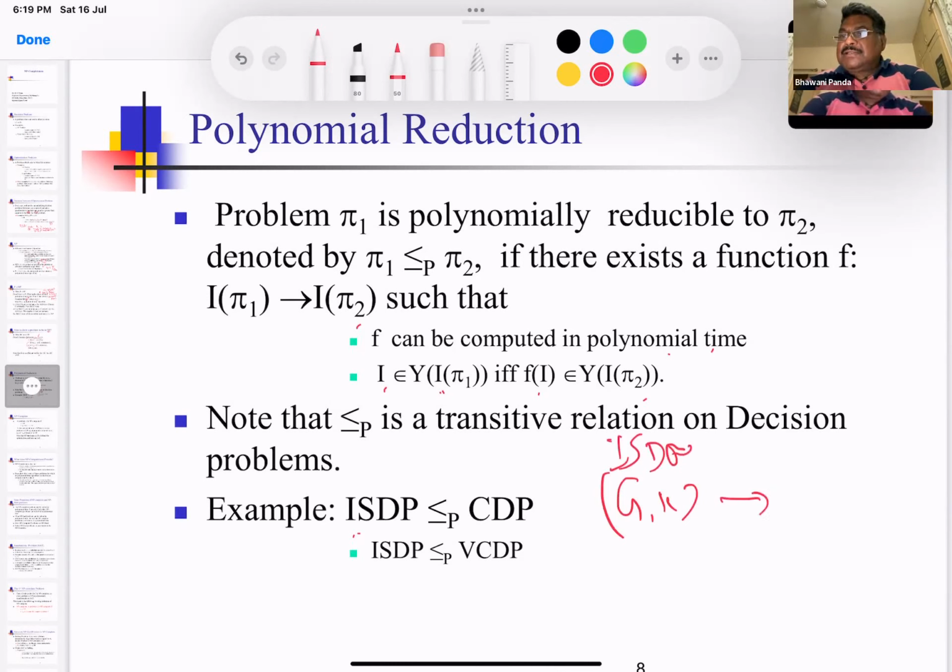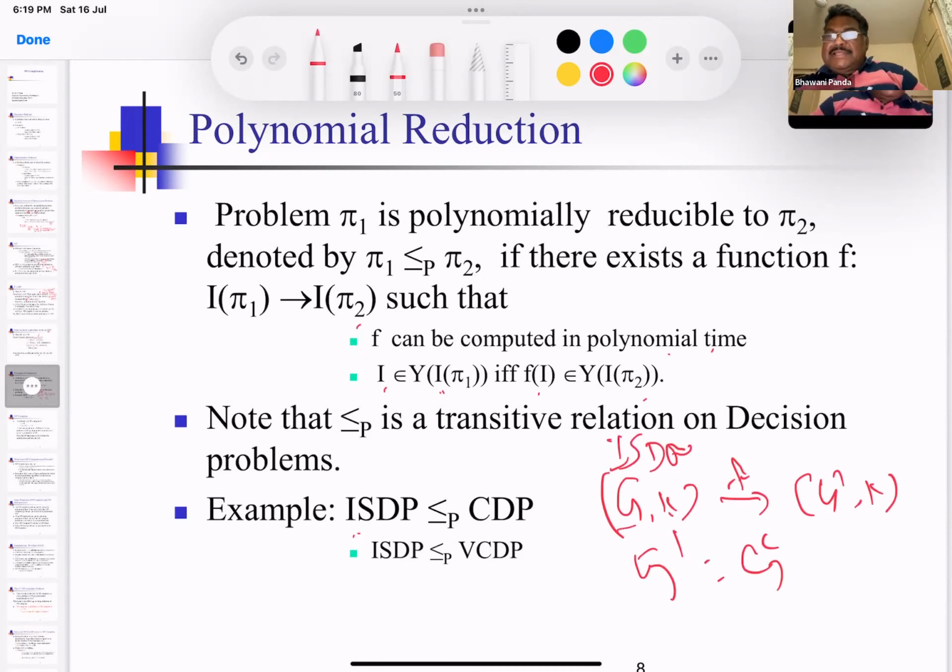So how do you get this function f? We got G dash and K. What is G dash? G dash is equal to G complement. So this is my f. So given a graph and an integer K, that is an instance of independent set decision problem. So we construct the G complement and then K.